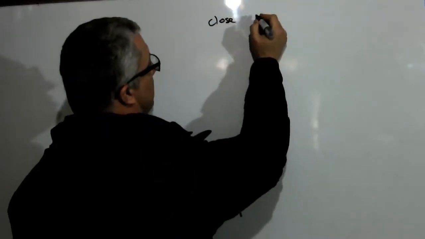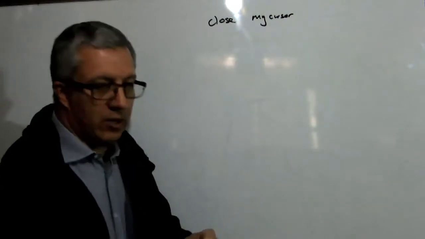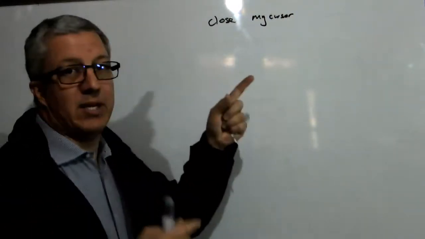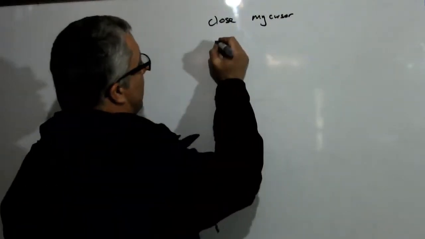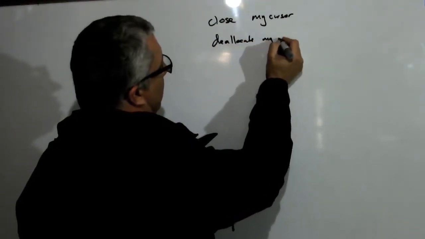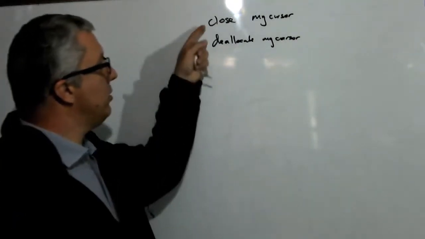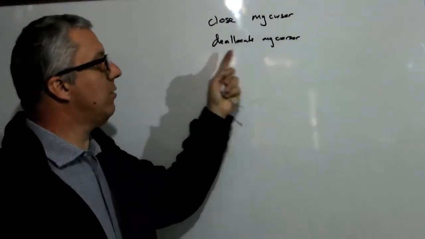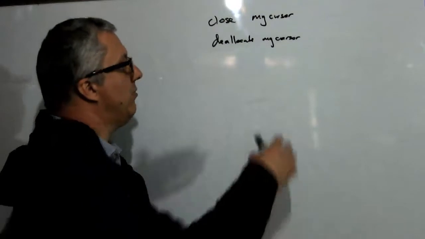First thing is obvious. Close my cursor. That will say, okay, I'm just going to stop working with the data. The problem is that the temp table still exists. So to get rid of that temp table, I need to say deallocate my cursor. What this will do is close the data so I can't work with it anymore, and that will release the temp table. It will basically drop the temp table for the cursor and get rid of it on the other side.